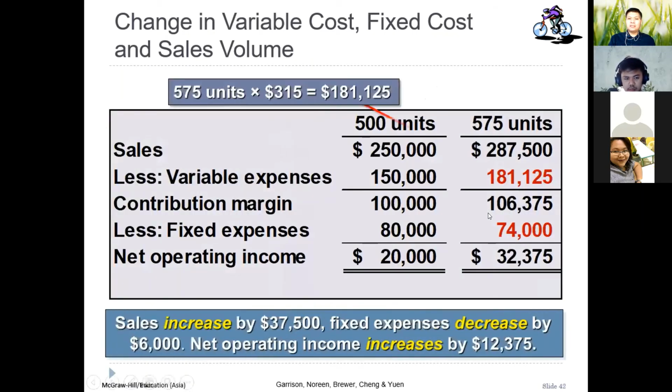Okay, and the effect is this. So yung variable expense natin, naragdagan siya ng 15 because of the commission. So 315 times 575. Saan nanggaling? Yung ating fixed cost, yung 80,000, tinanggalan siya ng fixed na 6,000. So naging 74,000 na siya. So the effect is increasing the quantity sold from 500 to 575, and then your net operating income increased now from 20,000 to 2,375.